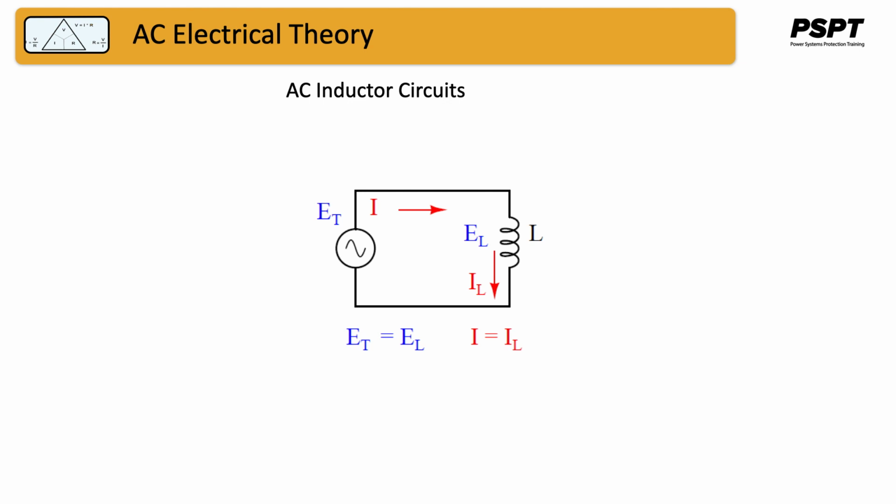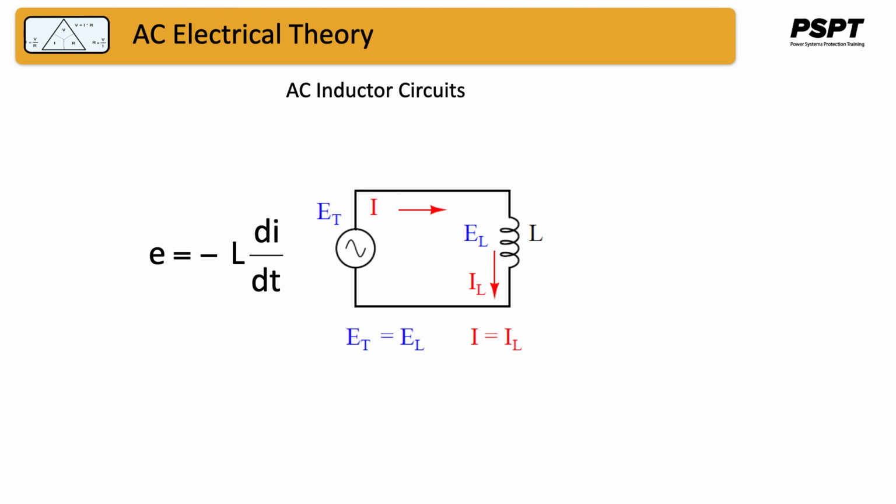Expressed mathematically, the relationship between the voltage dropped across the inductor and the rate of change of current through the inductor is as this formula indicates. The voltage is equal to minus L di/dt. The minus sign indicates that the voltage is opposing the change of current flow.